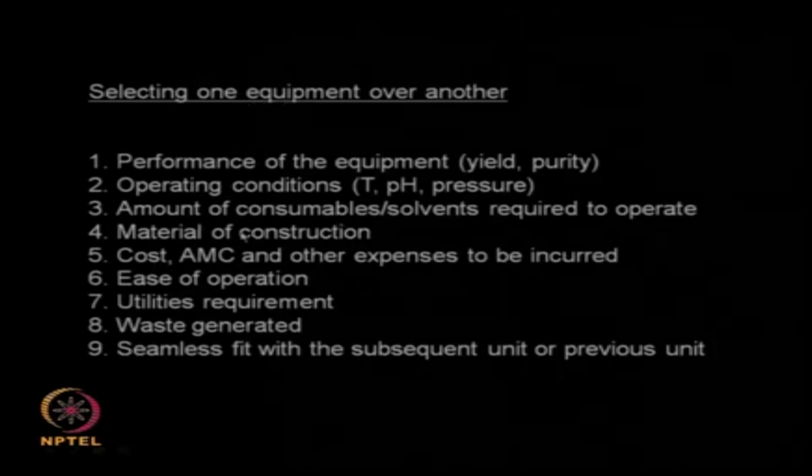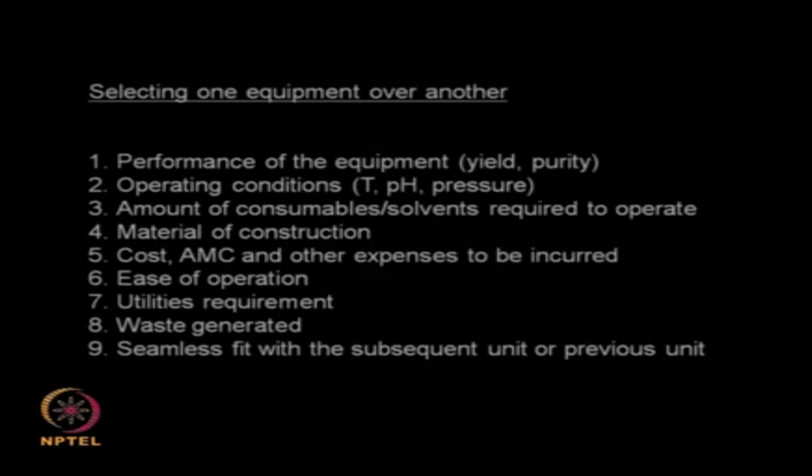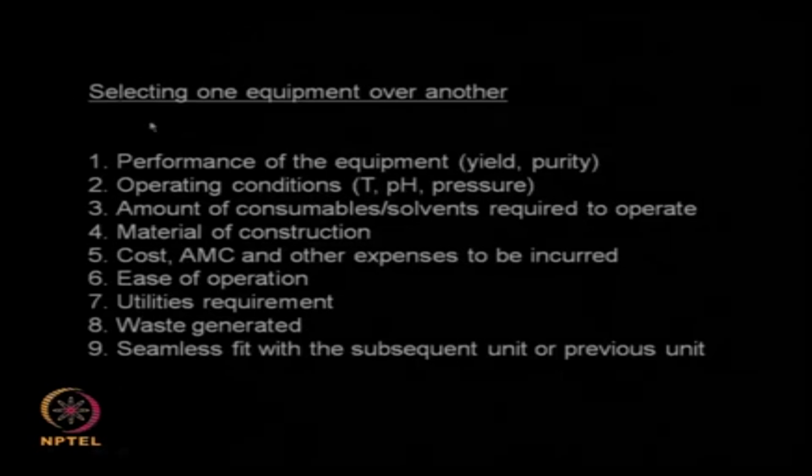Material of construction, can I operate with a mild steel, do I require stainless steel, do I require glass lined steel, do I require titanium. So each of these materials of construction leads to different total cost of the equipment. The cost of the equipment will depend upon the type of material I select. So what material of construction am I going to use, that is one of the important parameters when I am selecting an equipment.